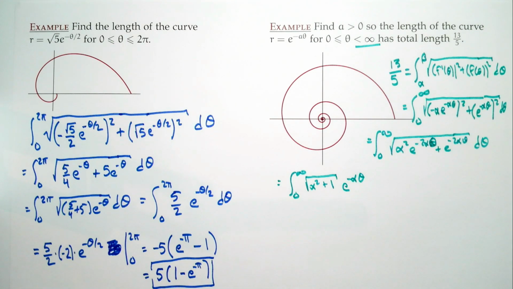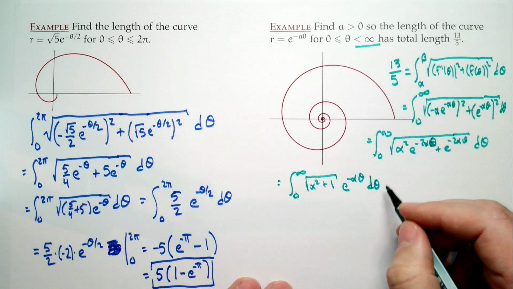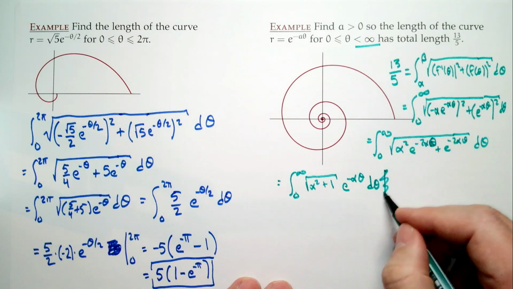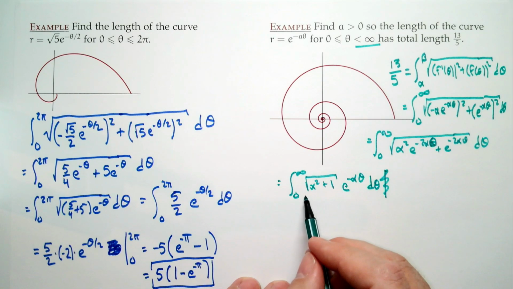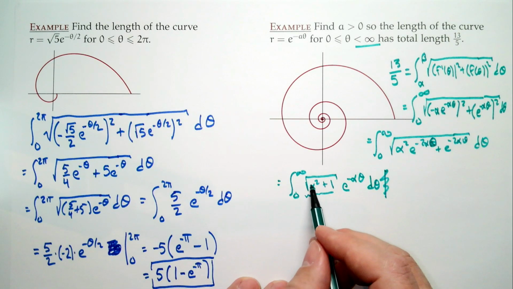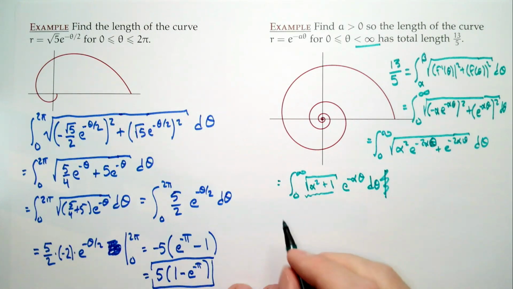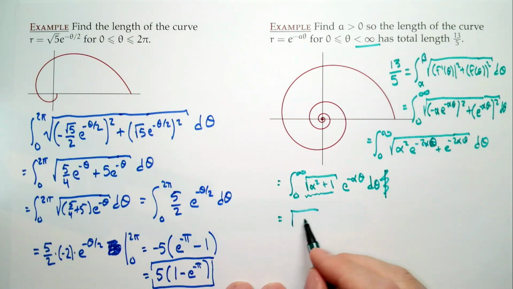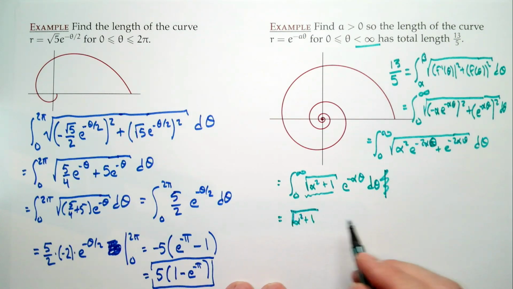So, all right. D theta. You have to integrate that. Now, this square root of alpha squared plus 1, how do you integrate that? Yeah, you don't integrate it. It's just a constant. That just comes out in the front. So that's the square root of alpha squared plus 1. Good. But we do have to integrate e to the minus alpha theta.